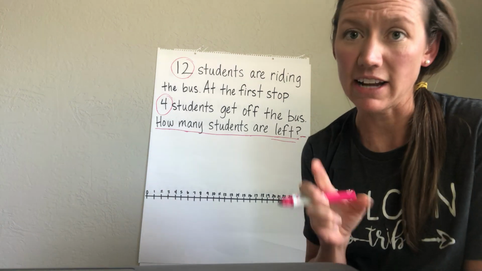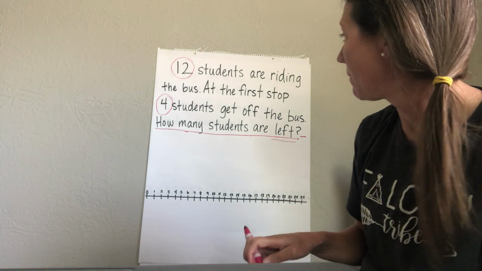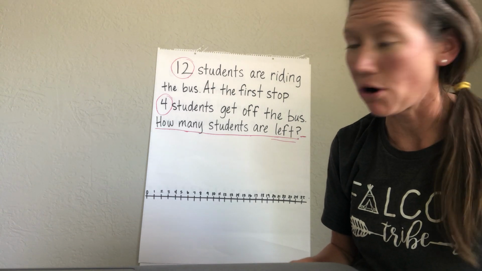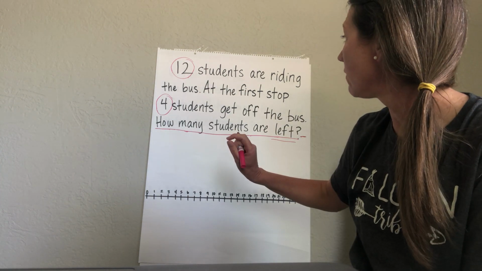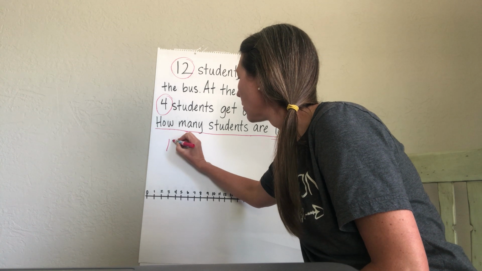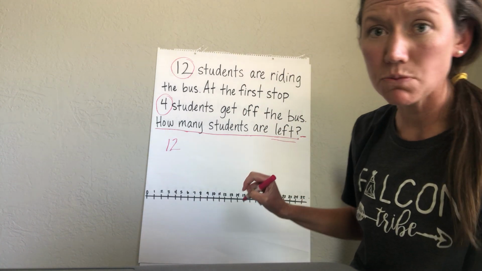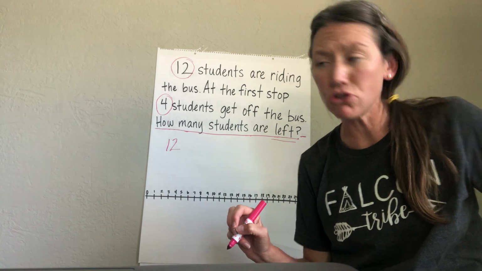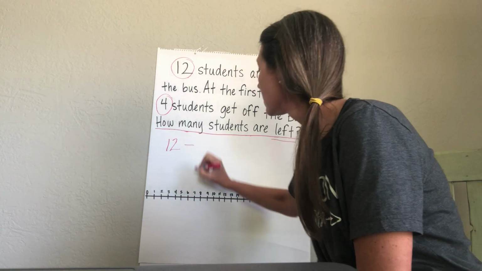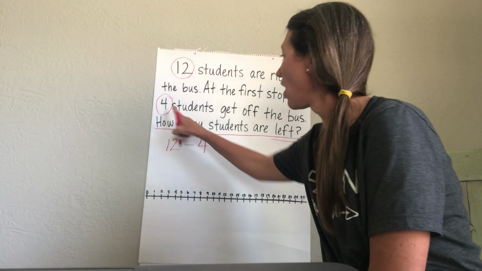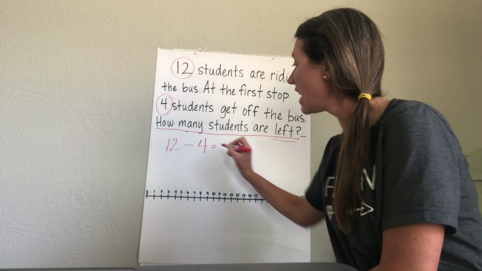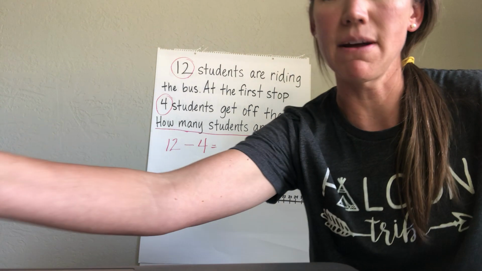Now remember, when I subtract, I always have to start with a big number, okay? So if I'm setting up my problem, I know there were 12 students on the bus. So I'm going to write 12. I know we're going to subtract because we looked at our clue words. We thought if people get off the bus, we subtract. So minus 4, because that's our other amount of students, equals. Now, we have to figure out how we're going to solve that problem.